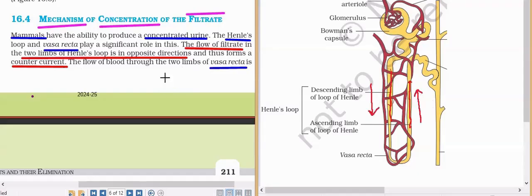Same way, in the case of vasa recta there are also two limbs. This is vasa recta, a blood capillary. It is also going in two directions. The blood will be moving from the afferent arteriole, from this direction to this, then this to this. So this is the movement of the blood. The movement of the filtrate will be in this direction.